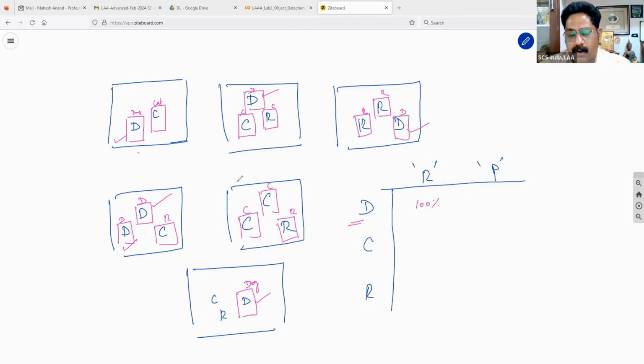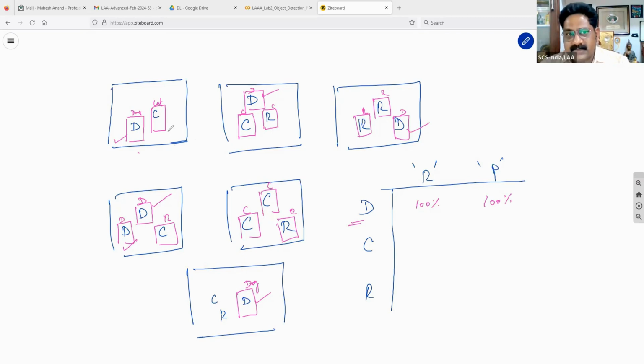Is any object wrongly predicted as dog? Any box wrongly predicted as dog? Nothing, right? There was nothing. So shall I put precision also 100% for the dog? Coming to the cat.